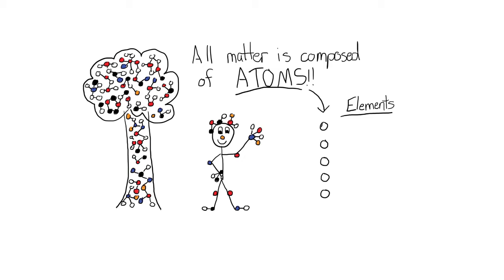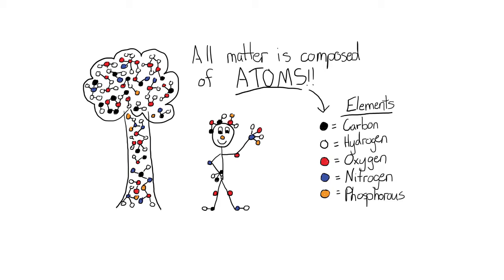And the cool thing about biology is we really only care about 5 of these elements, or 5 of these flavors. The flavor in black is called carbon. The flavor in white is called hydrogen. The flavor in red is oxygen. The flavor in blue is nitrogen. And the flavor in orange is phosphorus. So these are standard colors used to represent these 5 different elements, and I will be using these colors throughout today's lesson. Using just these 5 elements, you can create pretty much all of the major molecules that are important for life.